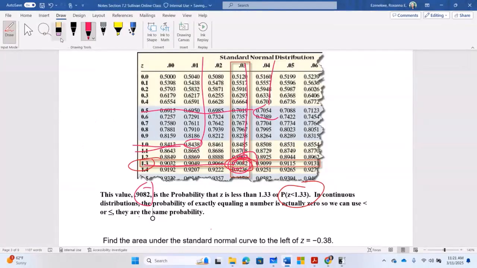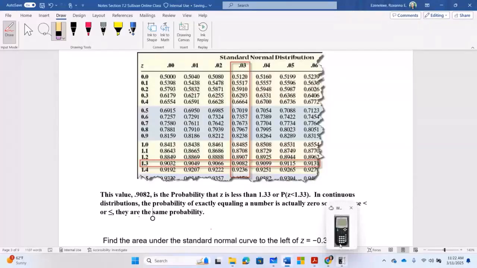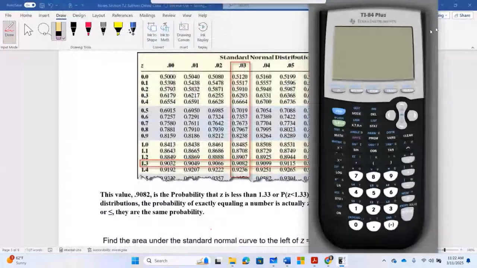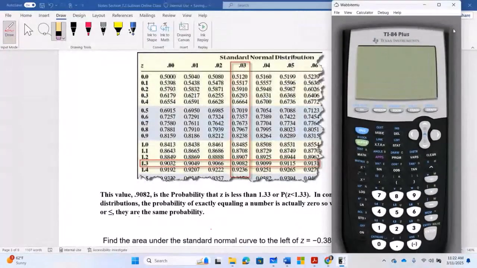So let me use the calculator to find the Z value corresponding to 0.0982, where Z is less than 1.33. So I'm going to get a calculator right now. We want to confirm that Z less than 1.33 corresponds to the 90th... 0.9082. That's the same as the 91st percentile. Okay, so I'll turn my calculator on.